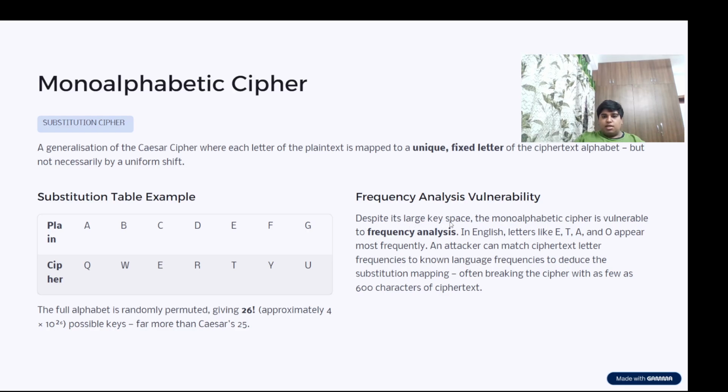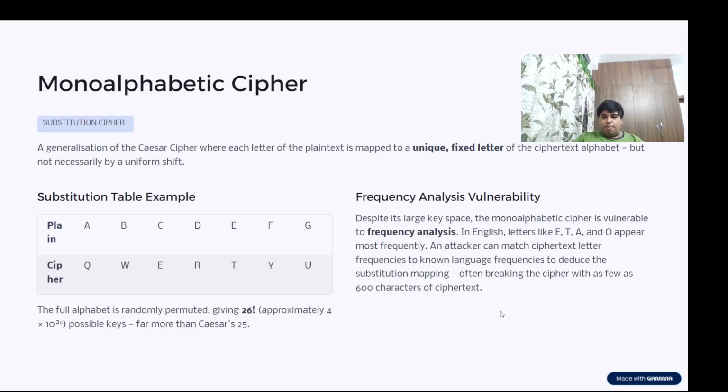So despite its large key space, the monoalphabetic cipher is vulnerable to frequency analysis. In English, letters such as E, T, A, and O appear most frequently in sentences. A hacker can match cipher letter frequencies to known language frequencies to reduce the substitution mapping, often breaking the cipher with as few as 600 characters of cipher text.